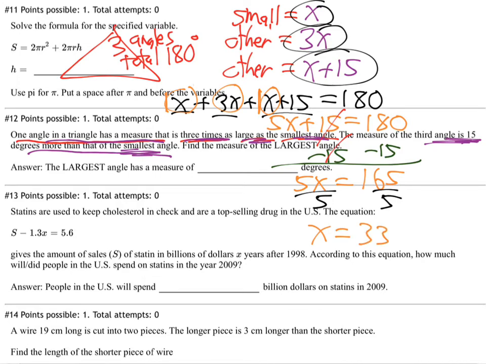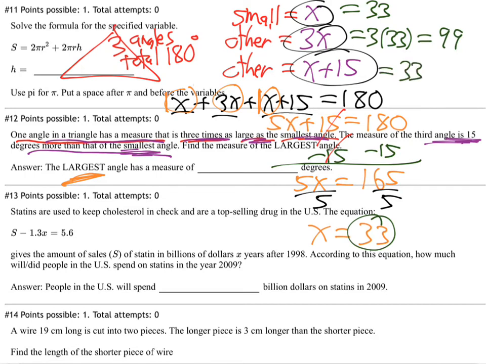Now they asked for the largest. So we have to take our answers now. Now that we know what x is, we can go up and find the small and the other 2. The smallest one is x, so that's just 33. The next one is 3 times x, so that's 3 times 33, 99. The third one is x plus 15, and x is 33, so that's 48. So what's the largest? 99.